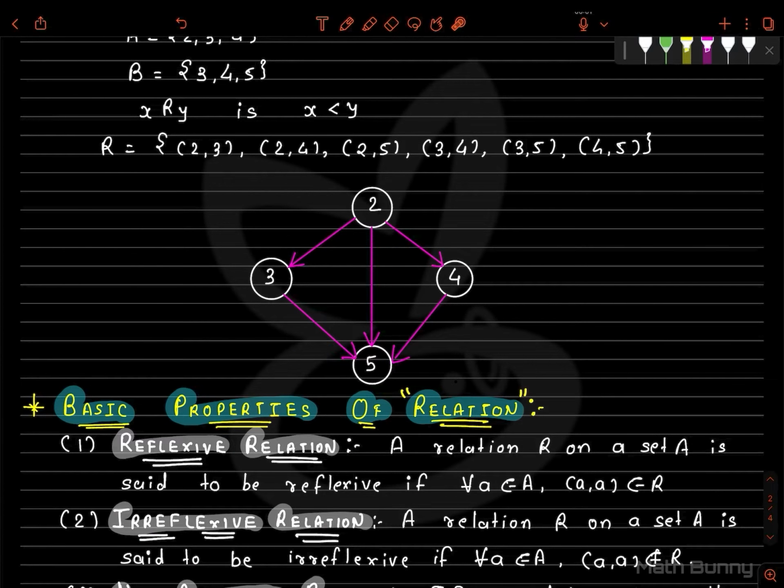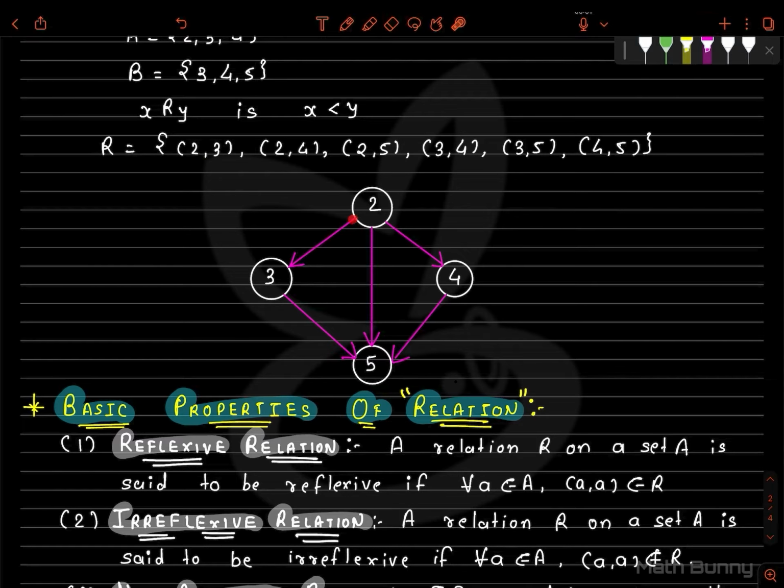If we want to represent this relation in graph form, how can we do it? First of all, we will take all the elements and write them as 2, 3, 4 and 5. You can see the first pair is (2,3): 2 is being mapped to 3.